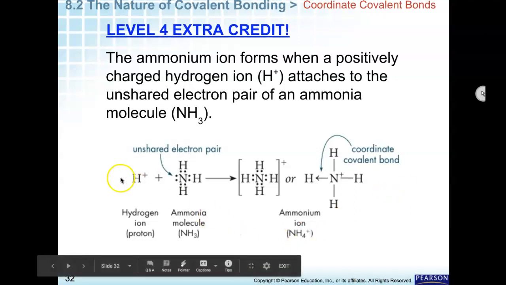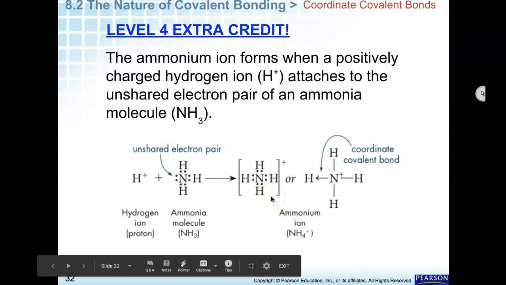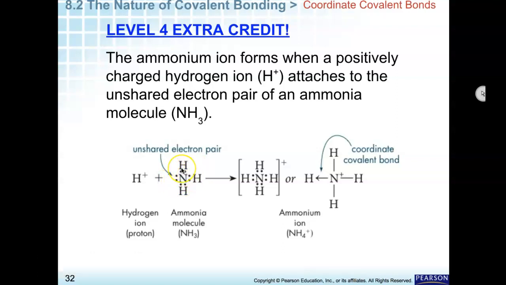So when I'm looking at hydrogen, a hydrogen ion has no electrons, bonded to an ammonia molecule, making this NH4 positive. Now, if you look at it, we've already got 2, 4, 6, 8 electrons here. What happens is when this attaches, it loses an electron. That's where that charge comes about.